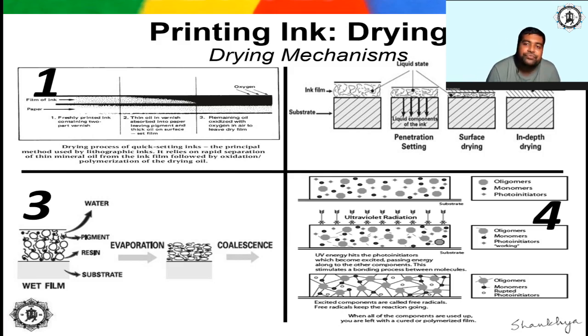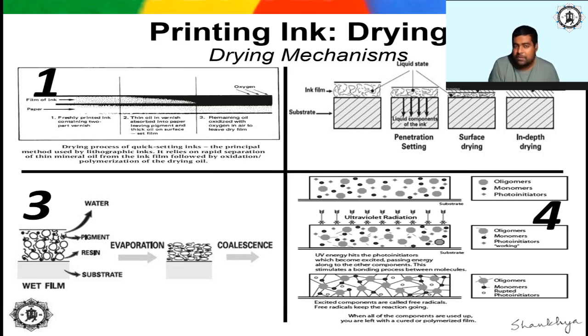Number two, this ink dries primarily through penetration. So what type of ink is this? This is the cold setting, which is used for printing newspapers, through web offset. These are cold set. Why cold set? Because no additional heat is required to dry this ink.